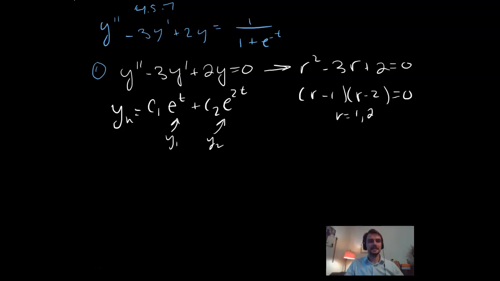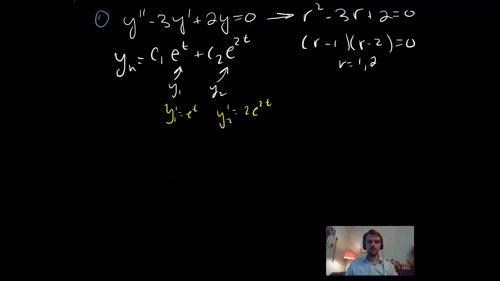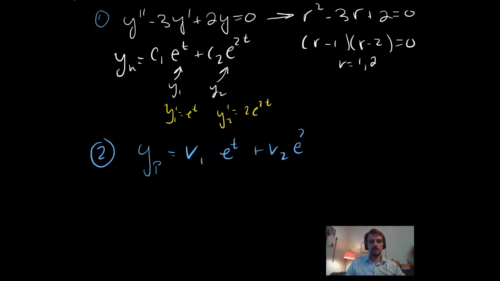It'll also be helpful for me to look at the derivatives of these. So note that y1 prime is e to the t, and y2 prime is 2 e to the 2t. All right, great. So looking at my homogeneous solution, it lends itself in the variation of parameters method to the solution y particular equals v1, which is a function of t now, times e to the t, plus v2, which is also a function of t, times e to the 2t. So that's the particular solution.